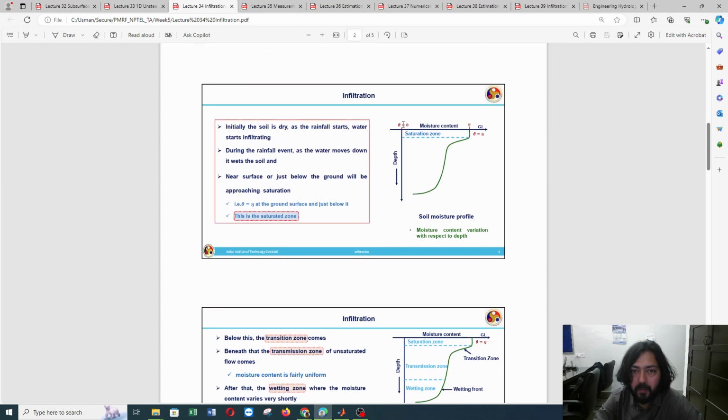So initially the moisture content was 0 before the rainfall, and just after the rainfall, in the saturated zone, the moisture content becomes maximum. Once it becomes maximum and water keeps penetrating, the moisture content is going to decrease, and ultimately it falls below. And this curve is nothing but the wetting front. This is the region where the moisture content reduces rapidly.